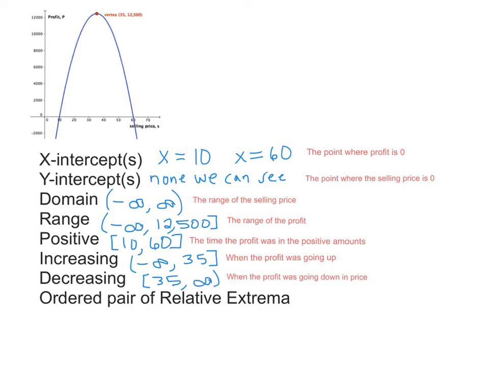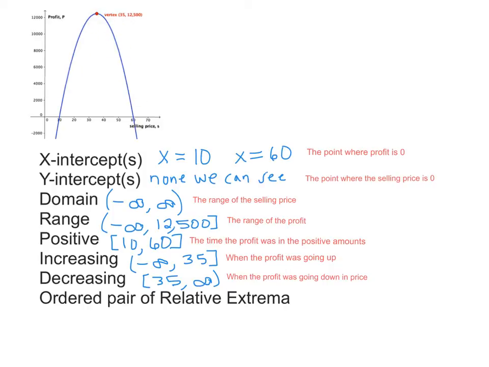All right, so I added positive, increasing, and decreasing. So positive on this is, as you can see, from the 10 to the 60, that's where it's positive. The contextual part, and this is the great part of this that helps you maybe understand it, is this is the time the profit was in the positive amounts. This is when you were making money off of whatever they were selling during this time right here.